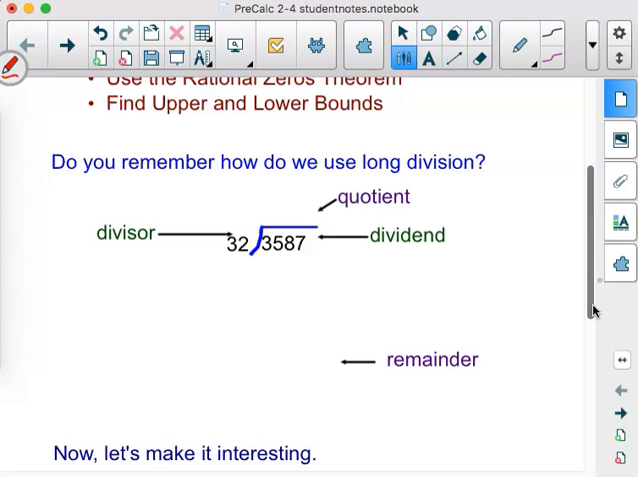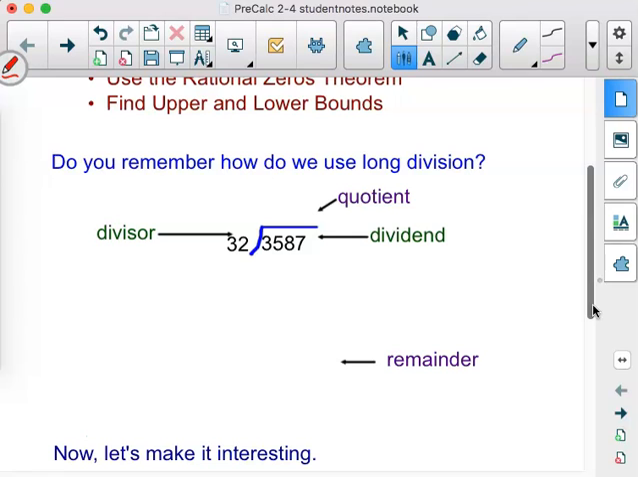But we have the 32, which is the divisor. That's what we want to divide everything by. The 3,587, that's called the dividend, and that's going to be underneath our division symbol. And then the answer that we get is called the quotient. And we know that already by working with some word problems this year and talking about words like sum and product and quotient and all of that.